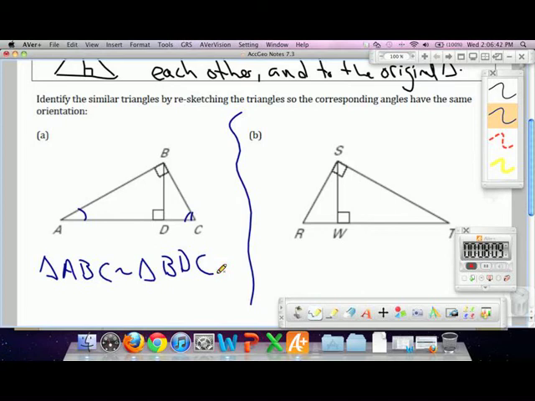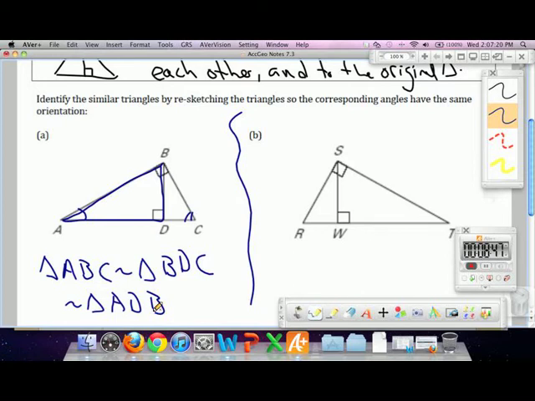Did someone say that? Yeah, totally. Okay, good. It's also similar to what other triangle? How would we write the similarity statement for this guy? For the middle-sized triangle. I'm going to write the similarity statement now for this triangle. Small angle to right angle to middle angle. ABC is similar to BDC, which is similar to ADB.